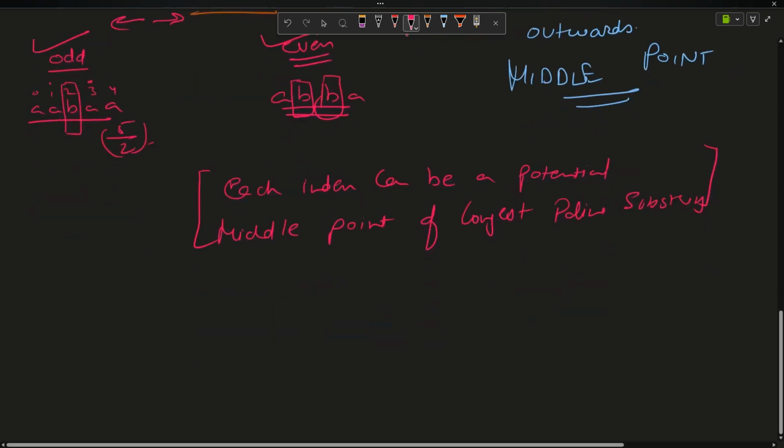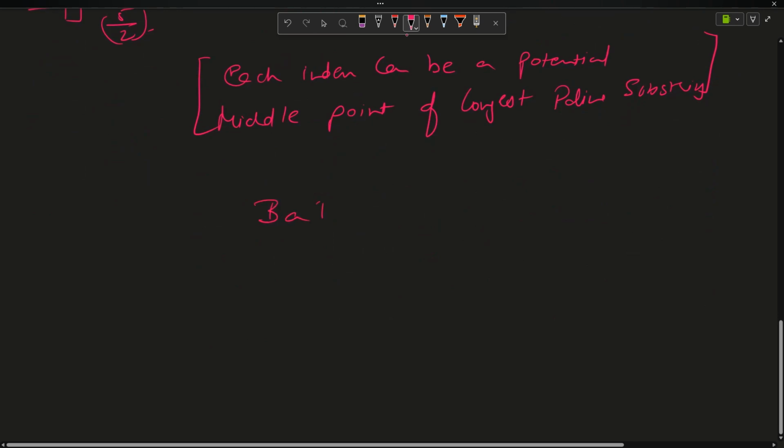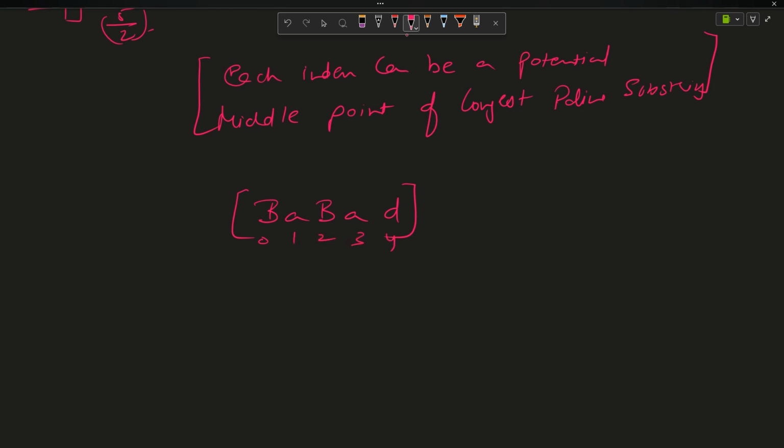So my string is B A D, and the indexes are 0, 1, 2, 3, 4. First, I will traverse B. The character in hand is B; I am at index 0. Suppose this is the middle element of an odd length longest palindromic substring. If B is here and it is of odd length, then there must be some string here, and they should be mirror images.